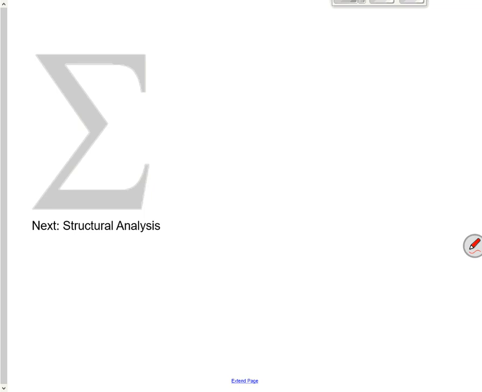Next time, we're going to start structural analysis. In other words, we're going to be getting ready to build bridges.